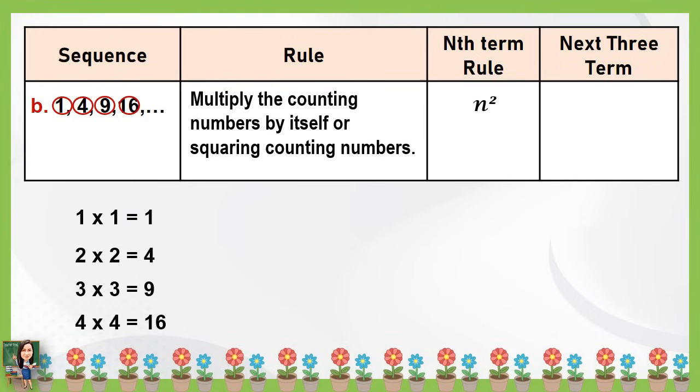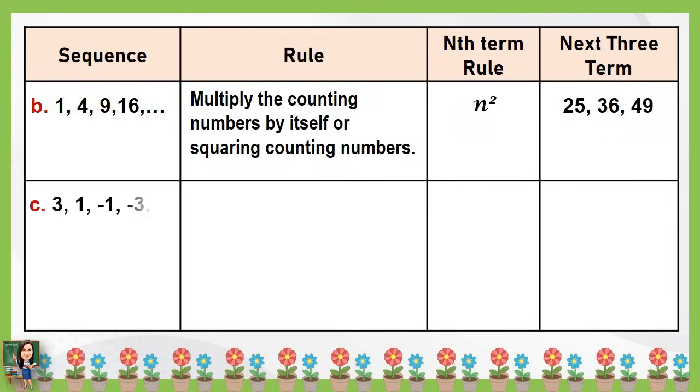And the next three terms are 25, 36, and 49. How do we get that? That is 5 times 5 equals 25. 6 times 6 equals 36. And 7 times 7 equals 49.